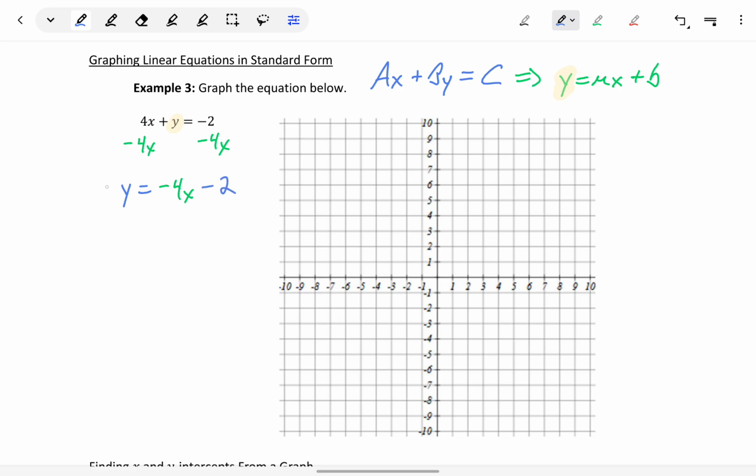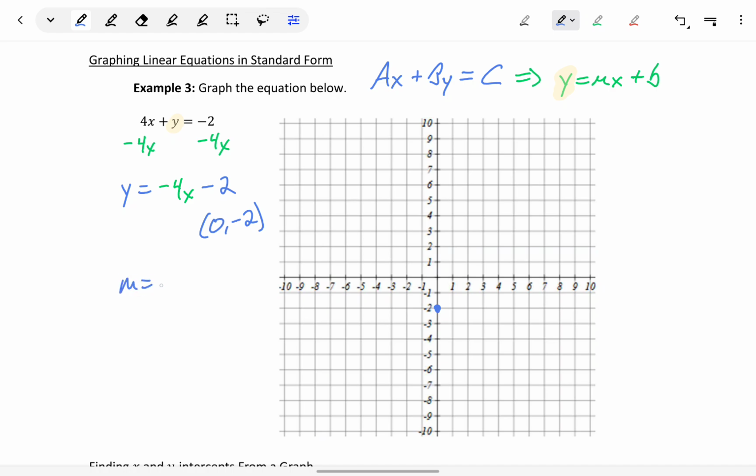If we did have a coefficient in front of the y variable, we'd have to divide both sides by that, but in this case, y was isolated by itself already with just a coefficient of 1. So we can identify our slope, and we can identify our y-intercept, which is -2. So we can start off by plotting the point 0, -2.